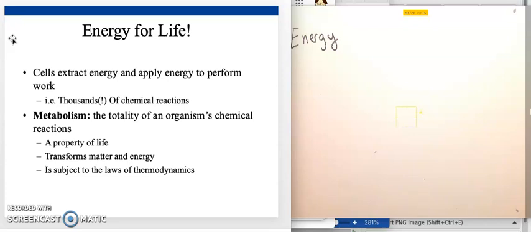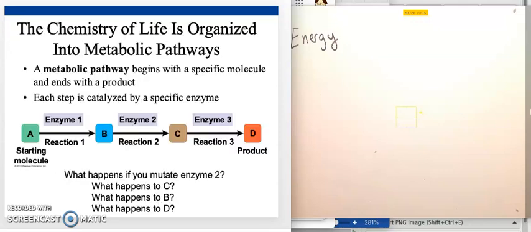When we talk about a cell's metabolism, that's all the different kinds of chemical reactions, both those that use energy and those that release energy. And just like anything else in the universe, organisms are subjected to the laws of thermodynamics. When we think about metabolic pathways in organisms, it's usually a series of chemical reactions where some starting molecule gets acted on by some enzyme that produces an intermediate that gets acted on by another enzyme that produces another intermediate, and so on and so forth.